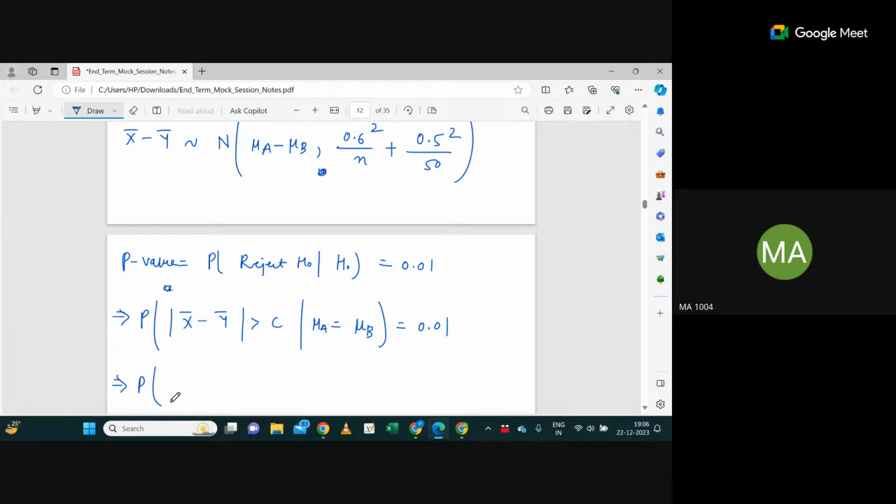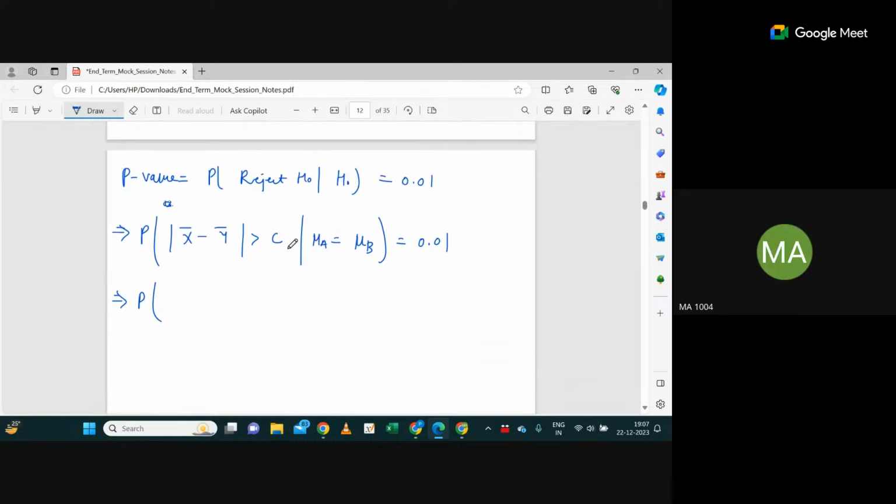What is the next? I have to convert into the standard normal form. So that means what is the mean? I have to subtract it, and you have to divide by the square root of this quantity. Correct? Yes, so everyone is getting this point, right?